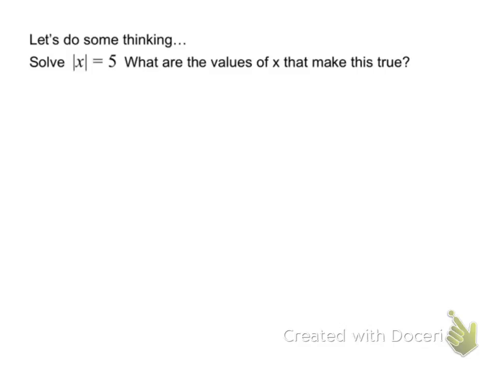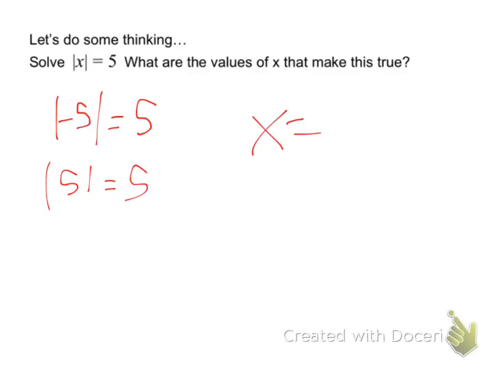It could be a negative 5. Why can it be negative 5? Absolute value of negative 5 is 5. I was going to say 5 or negative 5, because it can be 5, because the absolute value of 5 is 5. So that means x is equal to 5 or negative 5. Both of those work.